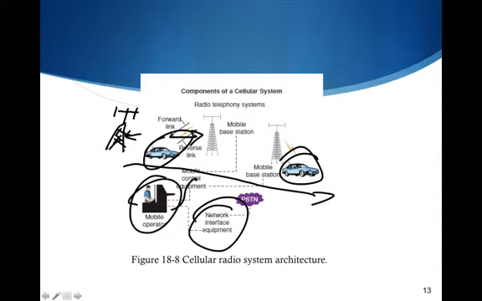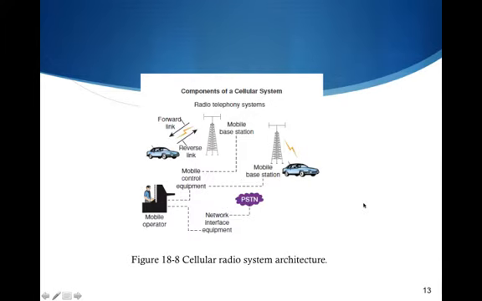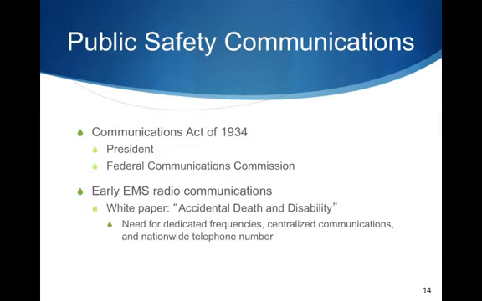Now some of this information is behind. Currently there is technology to triangulate your position using cell phones as well. Public Safety Communication Act of 1934. The President of the United States has control over all governmental radios. The Federal Communication Commission has control over civilian use of radios.